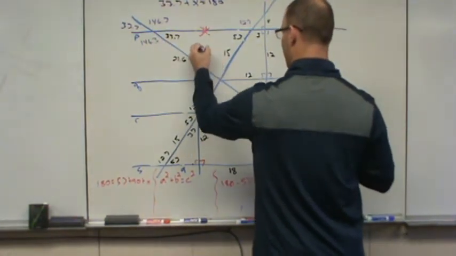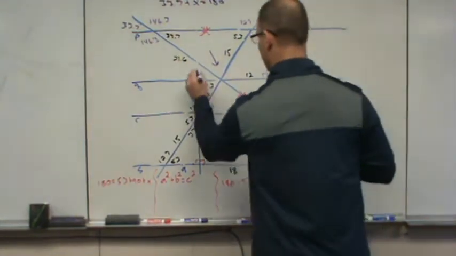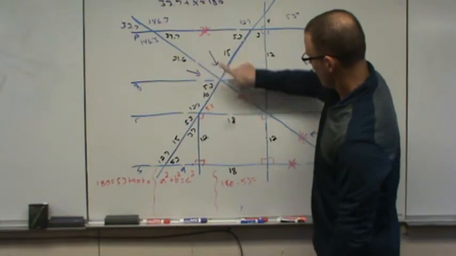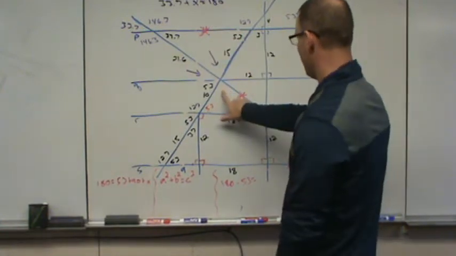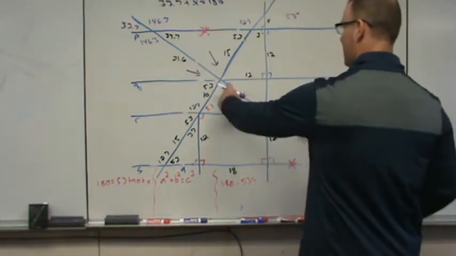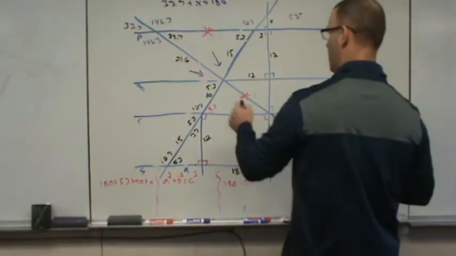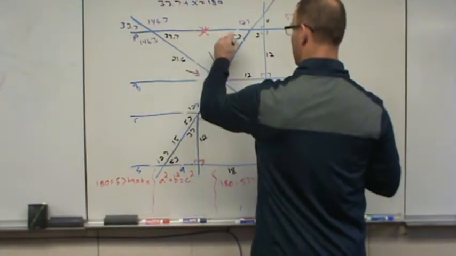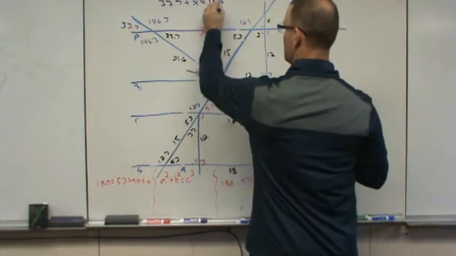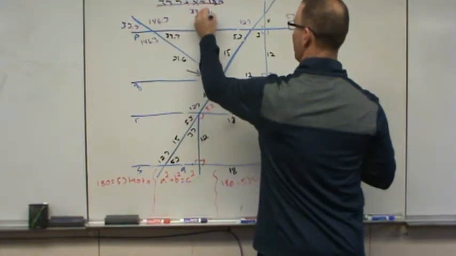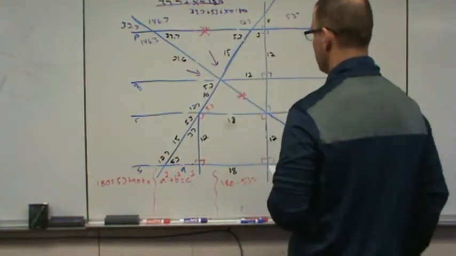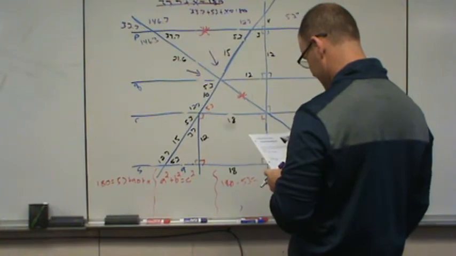Now I've got to find this one right here. How do I determine what that one is, or what this one is? If I know this angle here, I know this angle inside this triangle, because they're vertical angles. Same reason over here. In any triangle, the angles add up to 180 degrees. So again, some more doodles. 33.7 plus 53 plus x equals 180. Find out the measure of that angle.